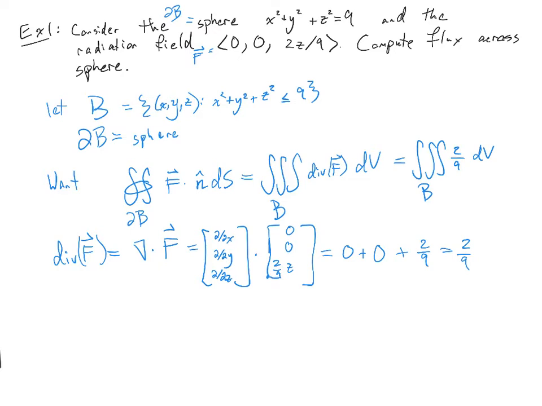So if I remember my formula for the volume of a ball, which I do, it's 4/3 pi r cubed, then this is just 2/9 of that. So my answer is 2/9 times 4/3 pi, and r here is 3, cubed. So what does that become? 3 cubed, I've got 9, which is two 3s, and another 3, those all cancel, so I get 8 pi.